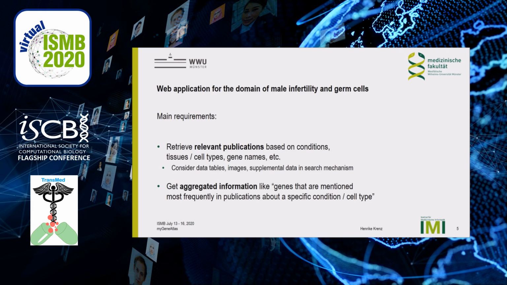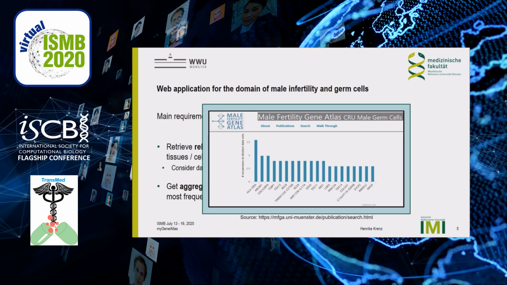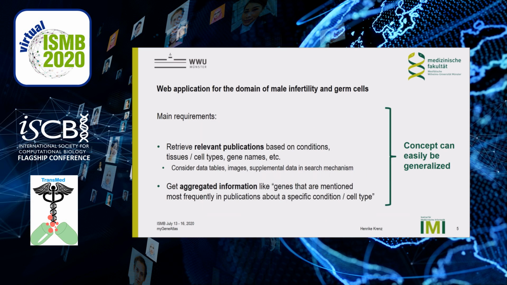The second requirement is that there should be aggregated information over all relevant publications that have been found, like, for example, genes that are mentioned most frequently in publications about a specific condition or cell type. This here is an example of the genes that are mentioned in publications about azoospermia. As you might have noticed, these requirements are not specific for male infertility. They could as well be used for any other disease. So the concept of the male fertility gene atlas could easily be generalized.